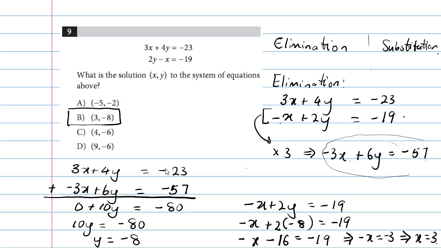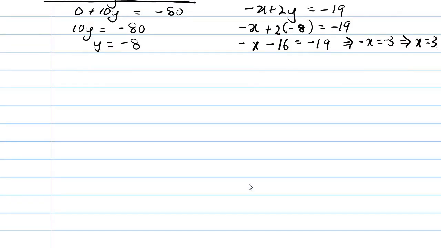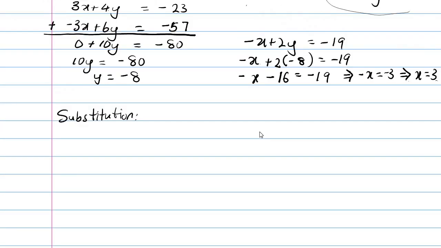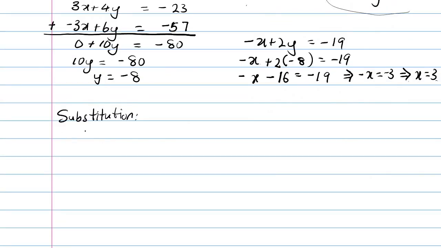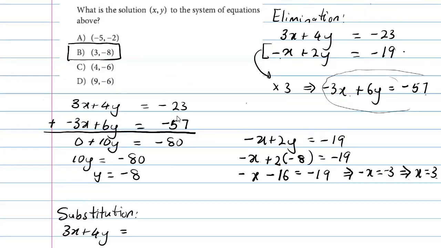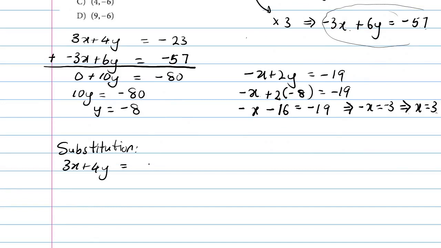Now for the substitution method. How do we do this? Substitution. We have these two equations: 3x plus 4y equals negative 23, and then we have 2y minus x equals negative 19.